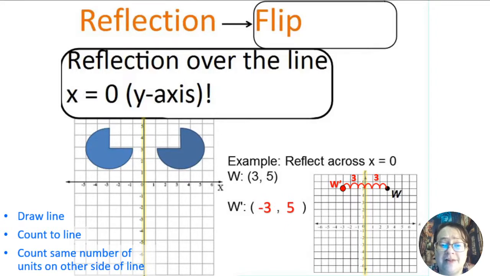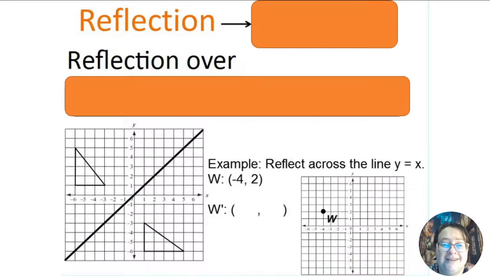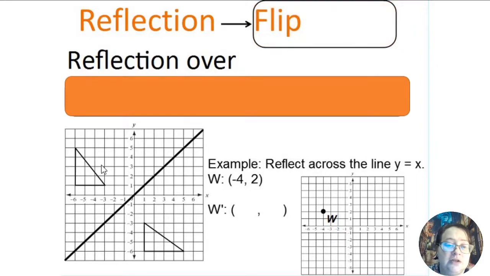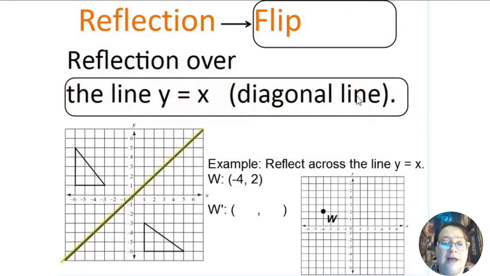We have one more reflection to talk about. This one, we have a diagonal line going straight across from one corner to the other corner of the graph. Remember, a reflection is a flip. So this triangle here flipped across that line. This is a reflection over the line y equals x, which is a diagonal line.